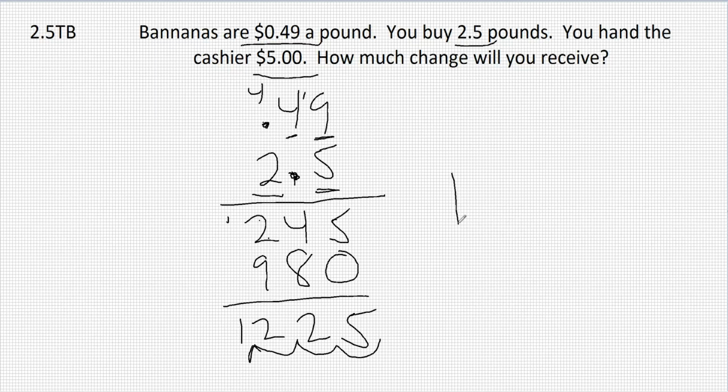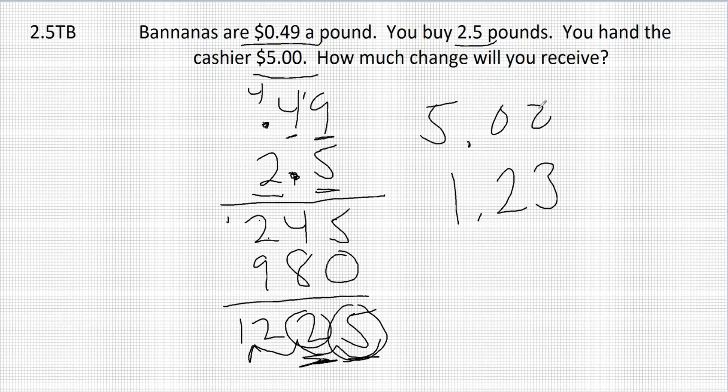So we end up with a little bit of an awkward number. Since we can only go to the hundredths place value to work with pennies, we're just going to round this 2 up because of this 5 here. So we end up with spending $1.23 on bananas, and we hand the cashier $5.